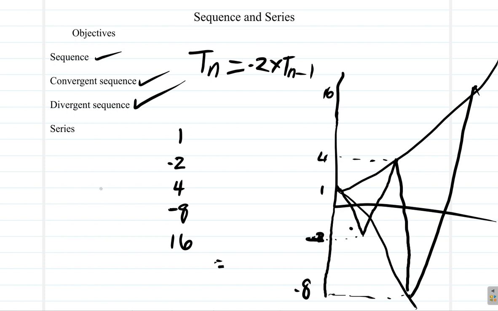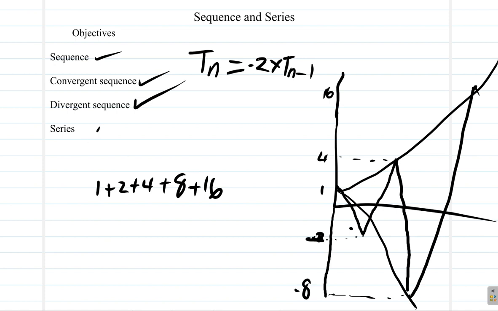Alright? Now, what is a series? Well, simple. It's just what happens when you add the sequence. Alright? So if you say 1 plus 2 plus 4 plus 8 plus 16. If you add the terms of the previous sequence we looked at, we get what you call a series. So the series, just add the terms. And what you get is a series.